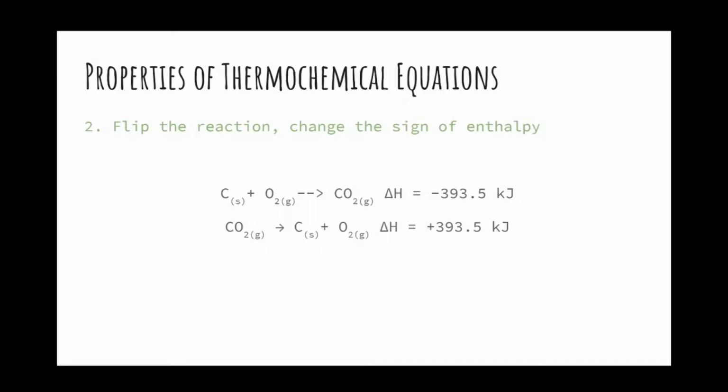So here I went ahead and I flipped the reaction. Notice that my carbon dioxide has now become the reactant. So in order for carbon dioxide to break apart into carbon and oxygen, energy is needed. And how much energy? Well, the same amount of energy that's released in the first equation is the amount of energy that's going to be consumed in the second. So we are flipping the entire equation, and we change the sign of our delta H. These two rules and these two properties of thermochemical equations are going to be really helpful when we look at Hess's law.